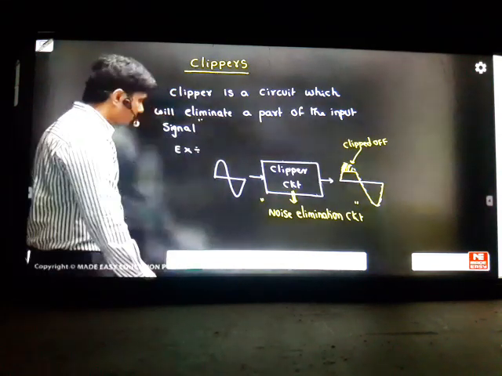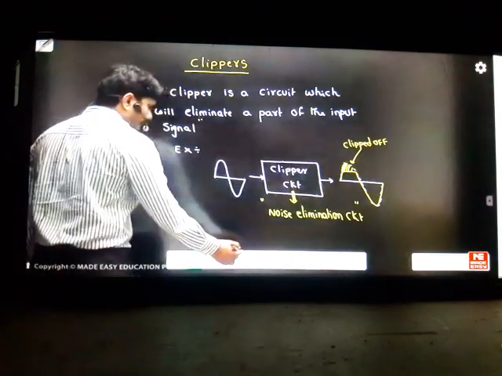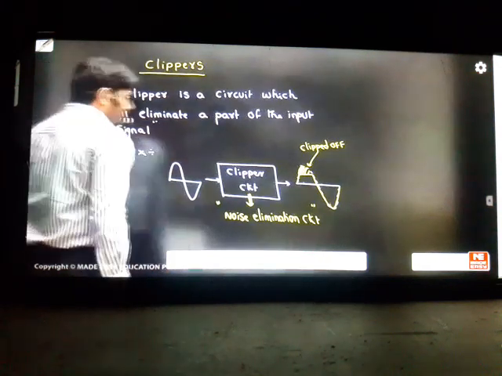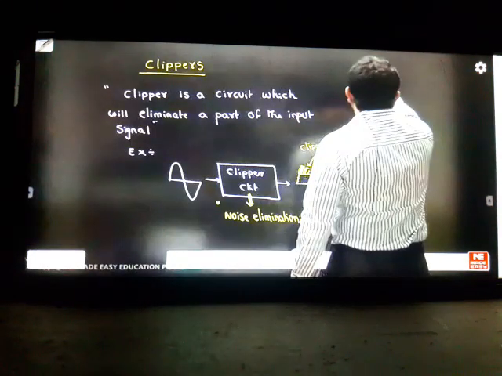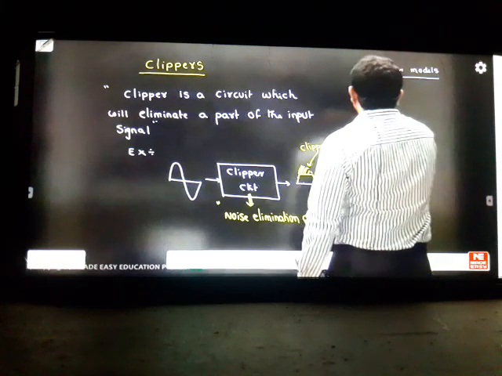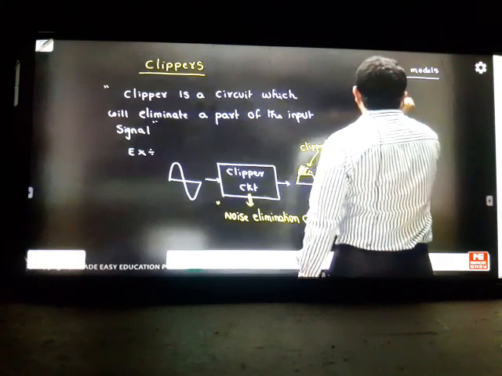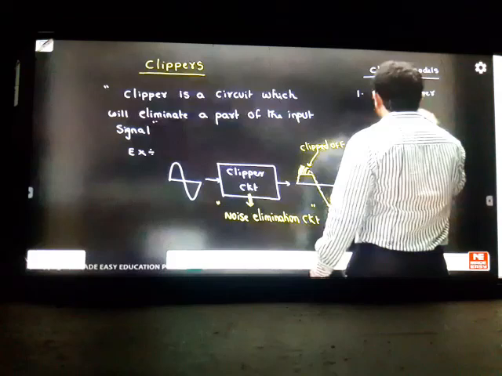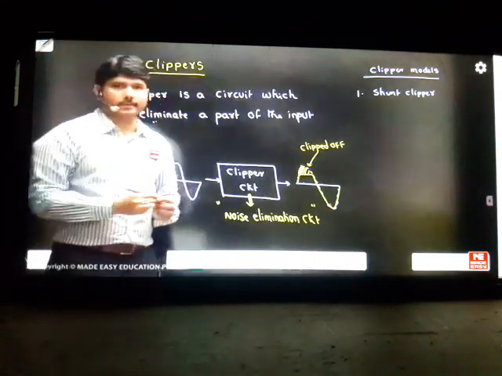So what are the clipper models we have to discuss in today's class? Clipper models. We are going to discuss certain models to get the subject knowledge. The first one is the shunt clipper. This is our first journey today. We are going to understand how to design shunt clippers. That is our first idea today.